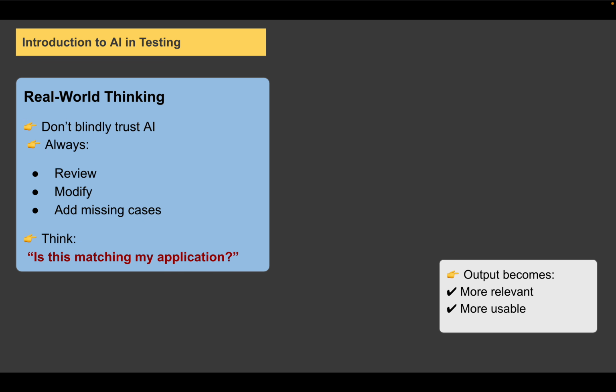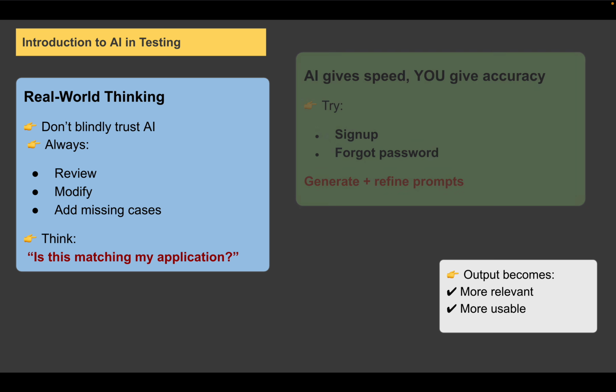Now here, very important, don't trust AI blindly. We have to check the output. First we have to give the prompt correctly as per our needs and requirements. Then we have to review the output, check it, modify if needed, and then copy and use whatever is relevant to us.